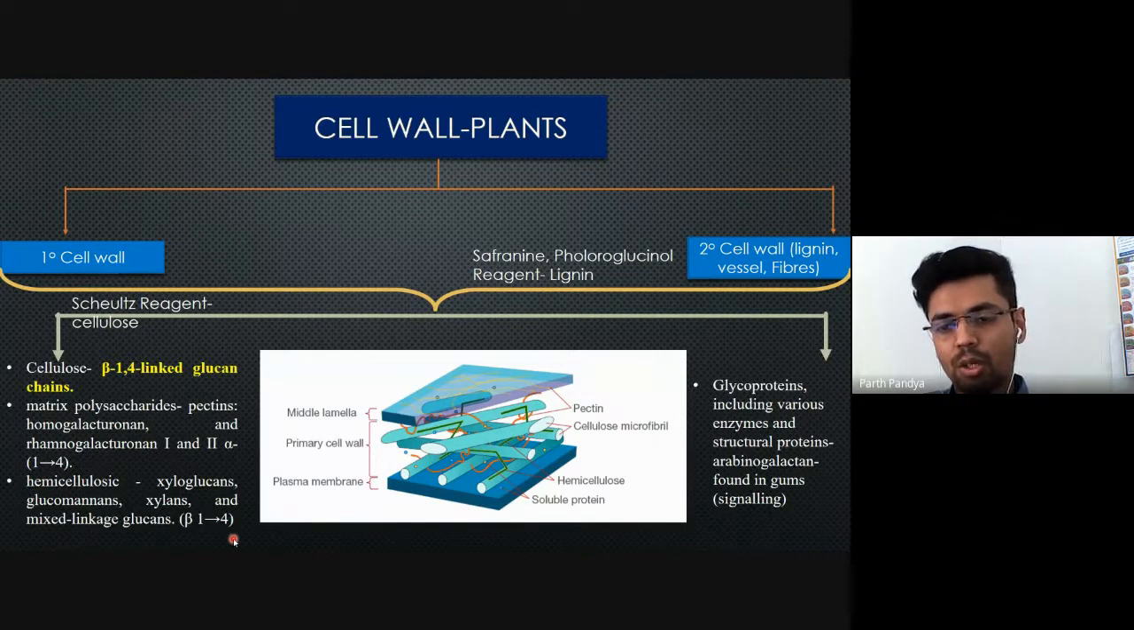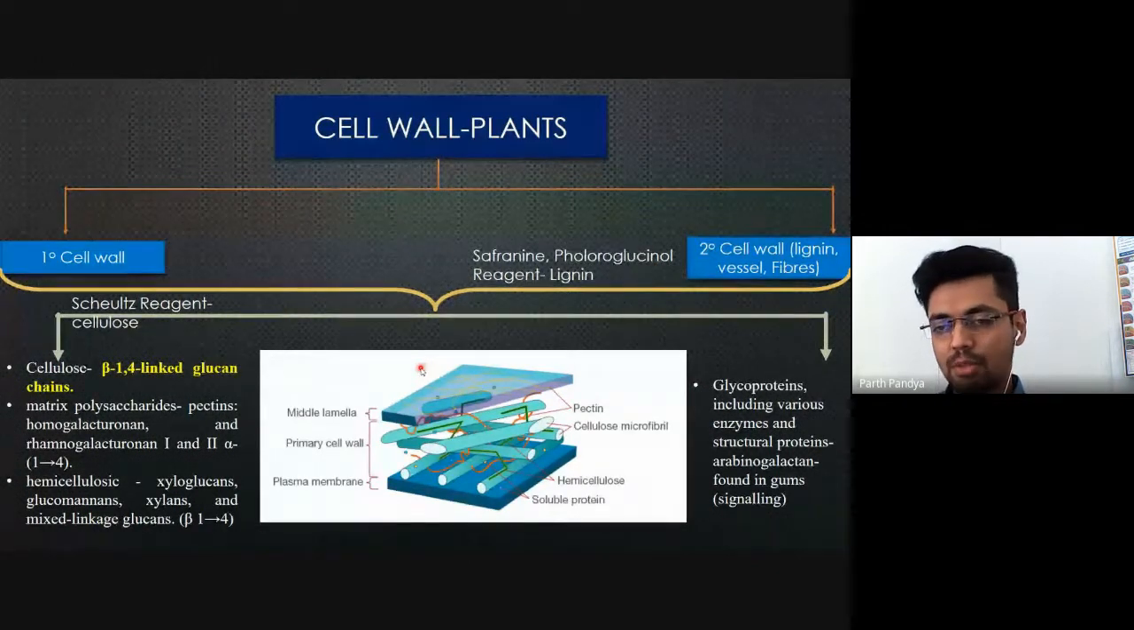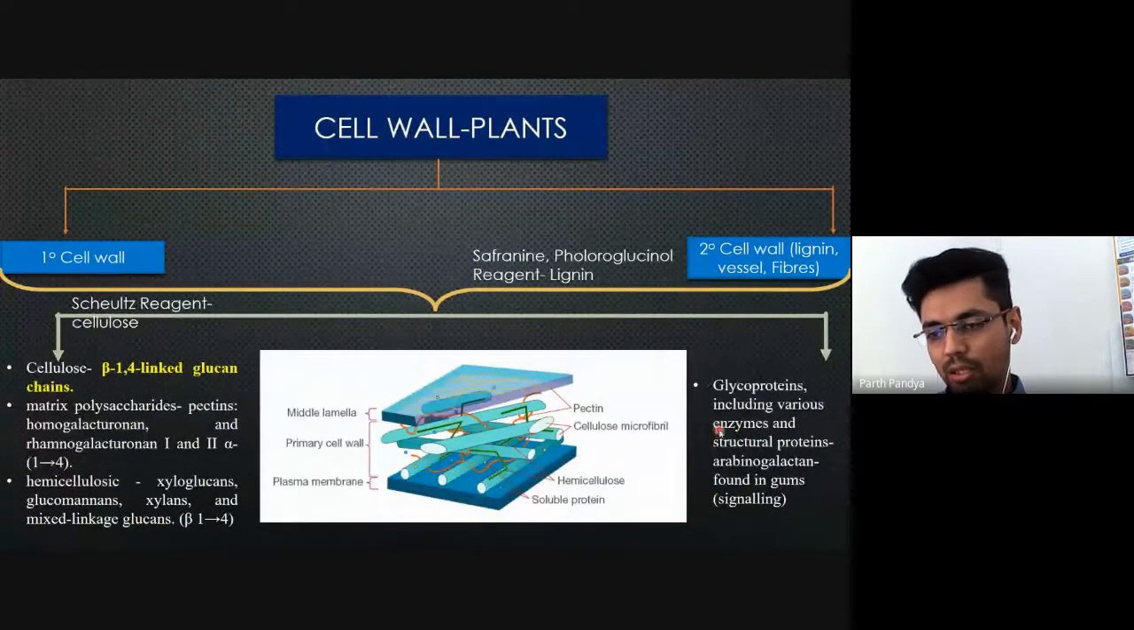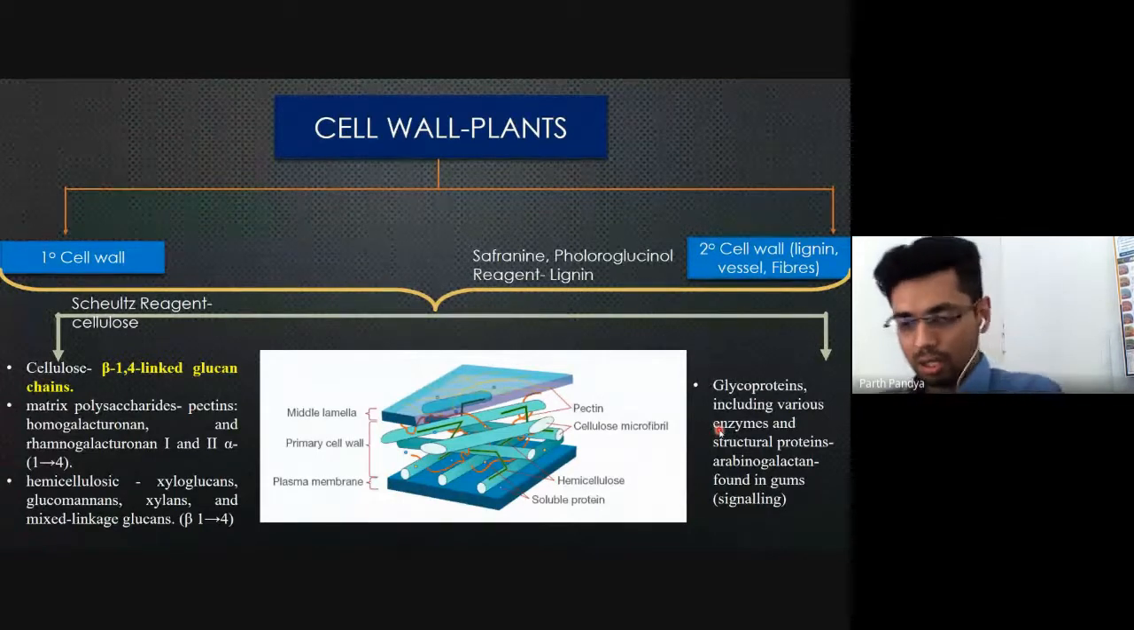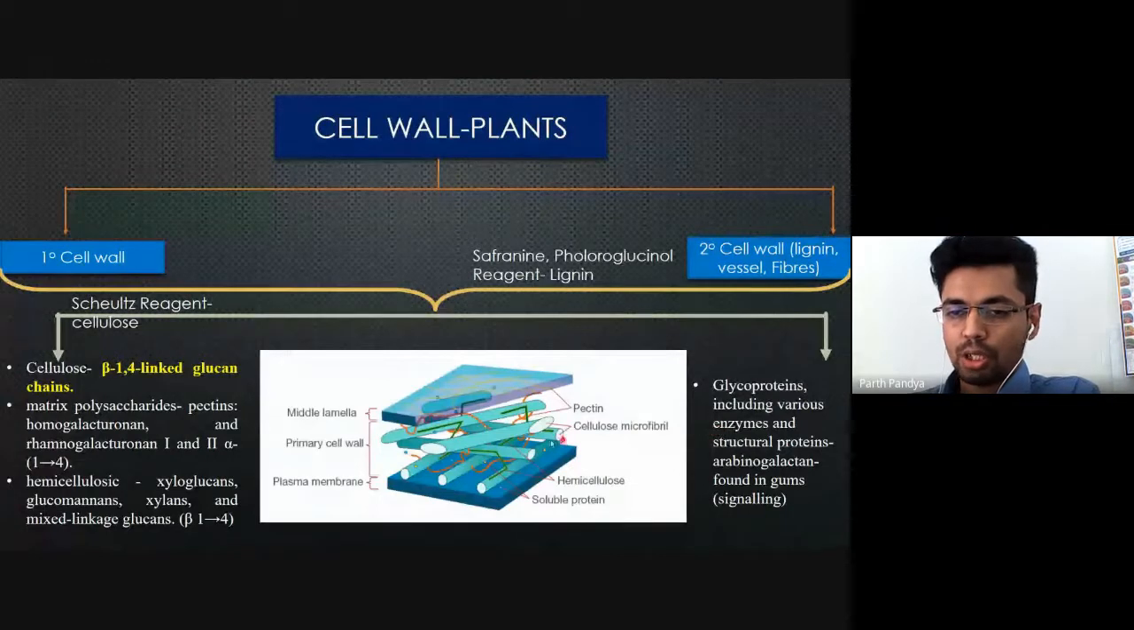If we talk about the secondary component, it majorly includes the glycoproteins, and that also includes the enzymes, and the structural protein arabinogalactan, which is found in the gums and also acts as a signaling molecule. So over here you can see the structure.